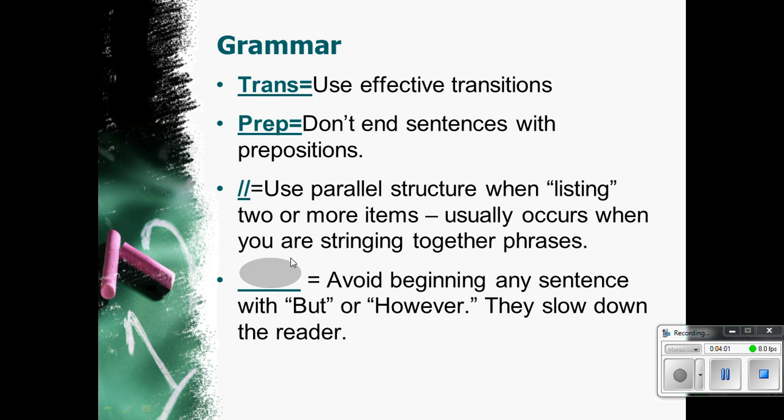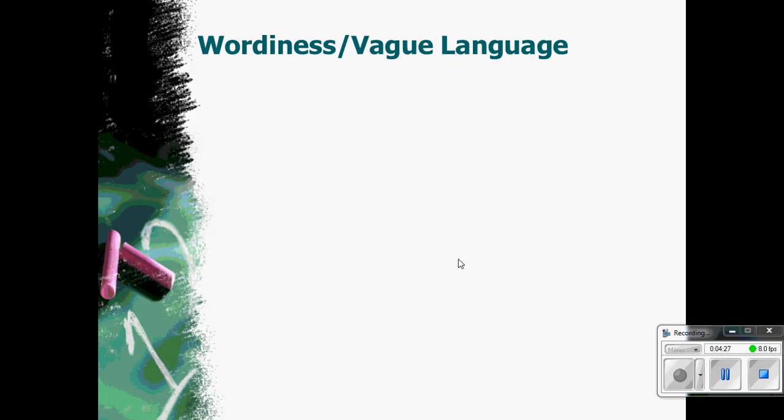This little circle here indicates that I will put a circle around something that doesn't look correct to me. And one of the things that I found in your paper this time around that I circled quite often was the use of the word "but" or the word "however" at the beginning of your sentences. What they basically do is slow down the reader, and you're not able to really get a good run at the sentence when you have starting words like "but" or "however," the very slow starting words.